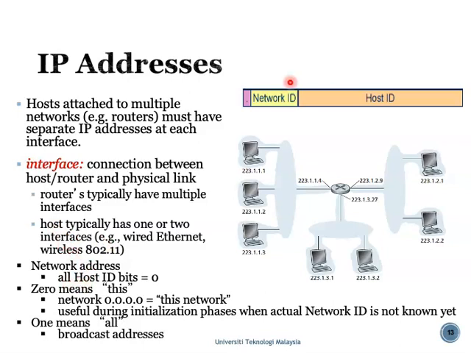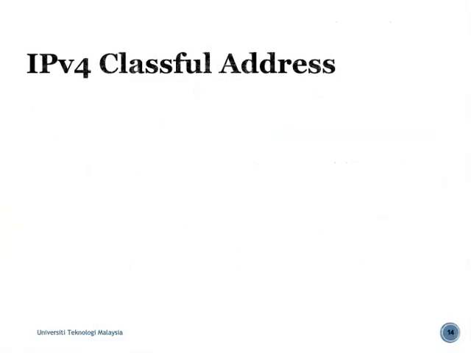Okay, when the network address part here is all 0, it means this network. For example, if the dotted decimal address here is 0.0.0.0, it means this network, so it is useful during initialization phases when the actual network ID is not known yet. When this part is all 1, it means this is the broadcast address.